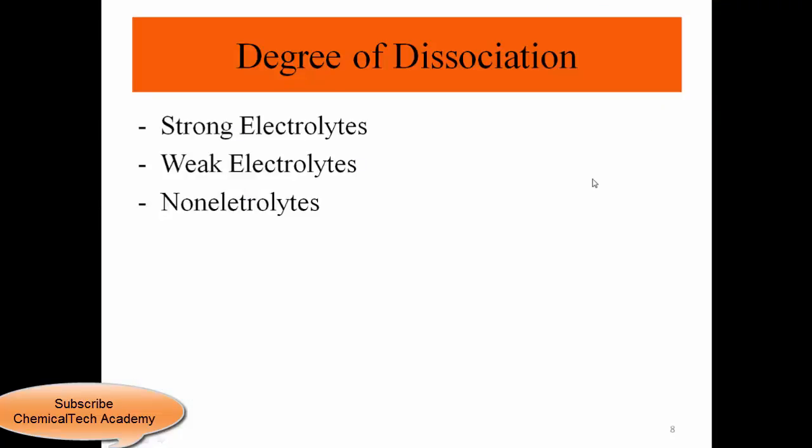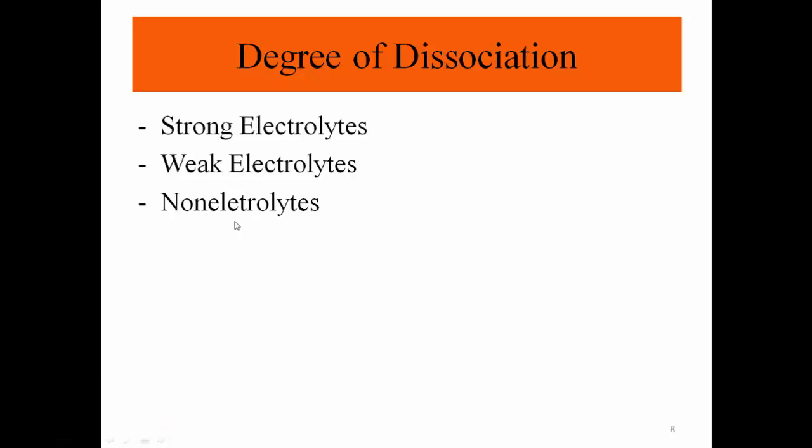So we can classify electrolytes based on their degree of dissociation: strong electrolytes, weak electrolytes, and non-electrolytes. In strong electrolytes we have a very high degree of dissociation. In weak electrolytes we have a small degree of dissociation, and in non-electrolytes there is no dissociation.